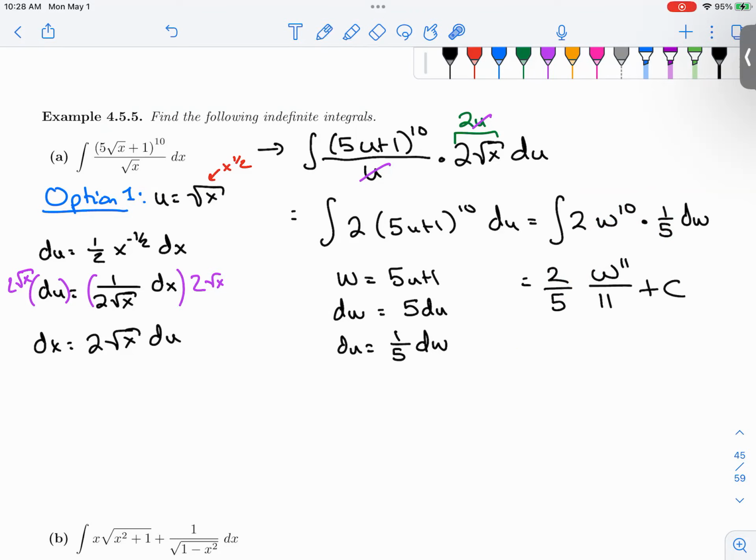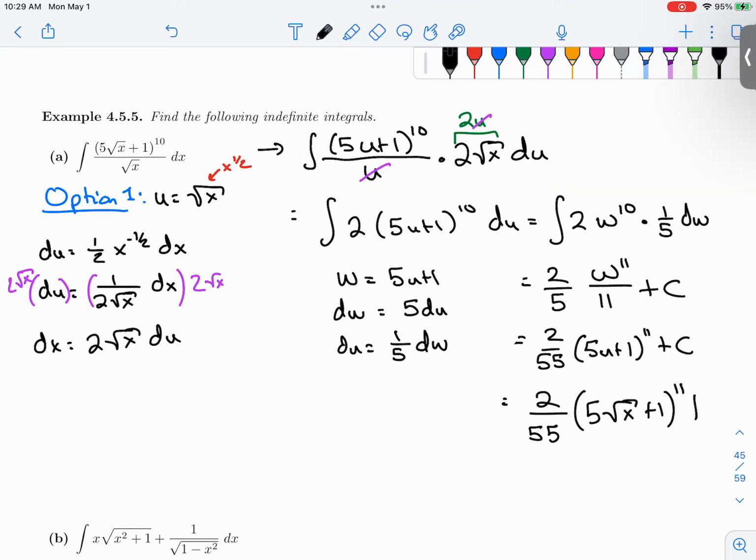So now that we've integrated, we can replace w with what it was in terms of u. So this becomes 2/5 times 1/11, or 2/55, excuse me, because 5 times 11 is 55. 2/55 times (5u plus 1) to the 11th power plus c. But what is u? Way back at the beginning, u is equal to the square root of x. So this is 2 over 55 times (5 square root x plus 1) to the 11th power plus c.